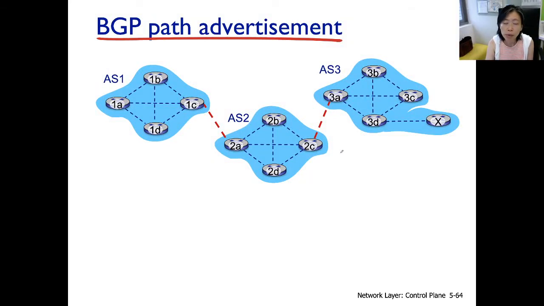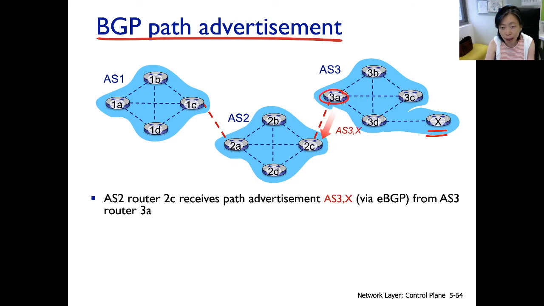Let's go over a couple more examples so it's more clear where the import policy and the export policies are applied. So this is the same example we saw earlier. Destination network is here, X, okay? And so AS3 there is gonna send the path advertisement. That looks like this, AS3, comma, X. And this is gonna reach 2C of AS2.